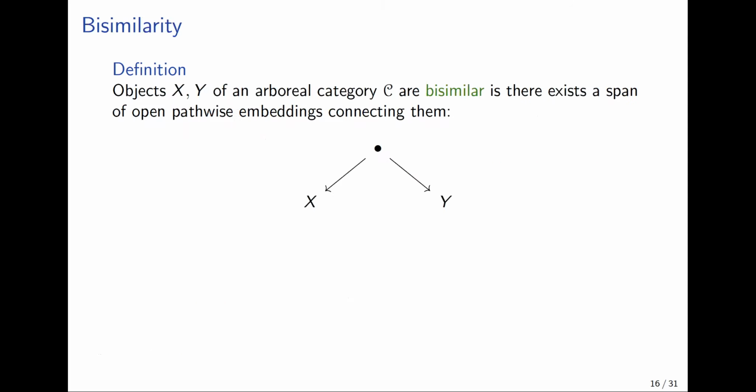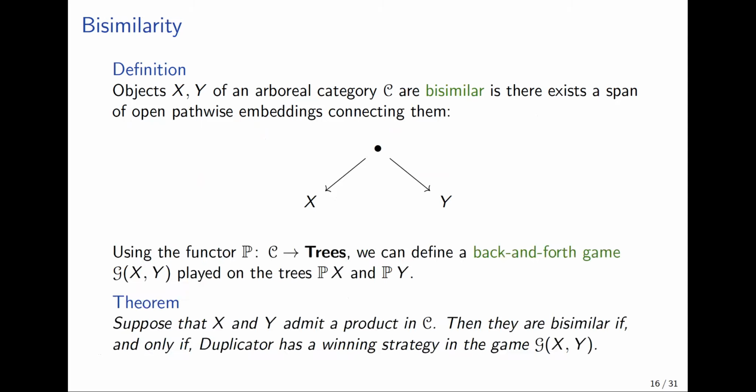Okay, so now with these two ingredients, pathwise embeddings and open morphisms, you can actually define a notion of bisimilarity in any arboreal category. Objects X and Y are bisimilar if there exists a span of open pathwise embeddings which connects them. What's interesting, I believe, is that this notion can be captured in terms of games abstractly in any arboreal category. You can use the functor into the category of trees to define a back and forth game between X and Y, while it's actually played on the trees associated with X and Y.